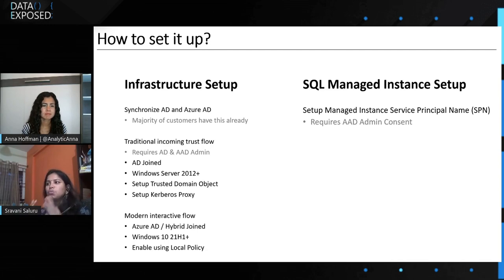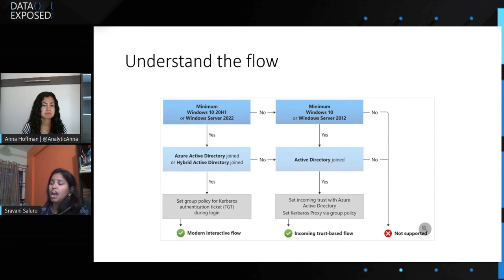So the customer has both options to configure, and then once the client machine is configured with the required Kerberos tokens and the local policies, they should be able to connect to the SQL managed instance using Windows authentication. And from the SQL MI part, all they have to do is create the service principals, which is again something our customers are aware of, right? The service principal names, and you also have to provide the admin consent for the managed instance in your Azure Active Directory. So this is how the workflow works.